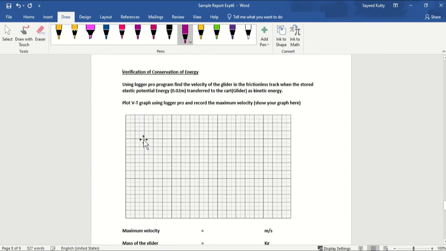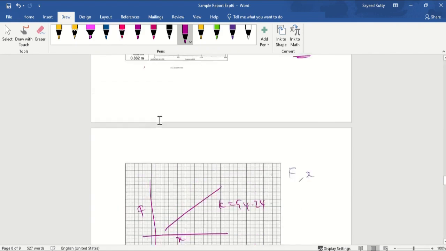Here, using the logger program, find the velocity of the glider in the frictionless track, assuming the stored elastic potential energy for a compressed length is transferred to the glider. VT graph. So I have the velocity time graph. The computer is giving me the velocity time graph because the cart was initially at rest, then it moves to a velocity. How much is this velocity? We did the experiment, and let's see the value of the velocity from the graph.